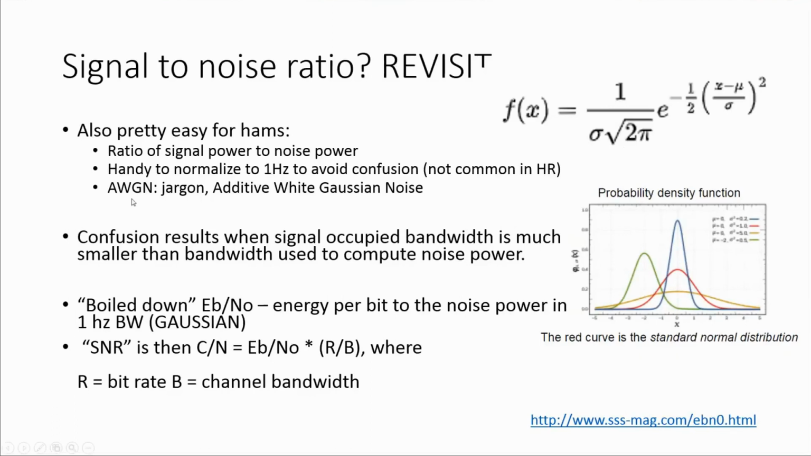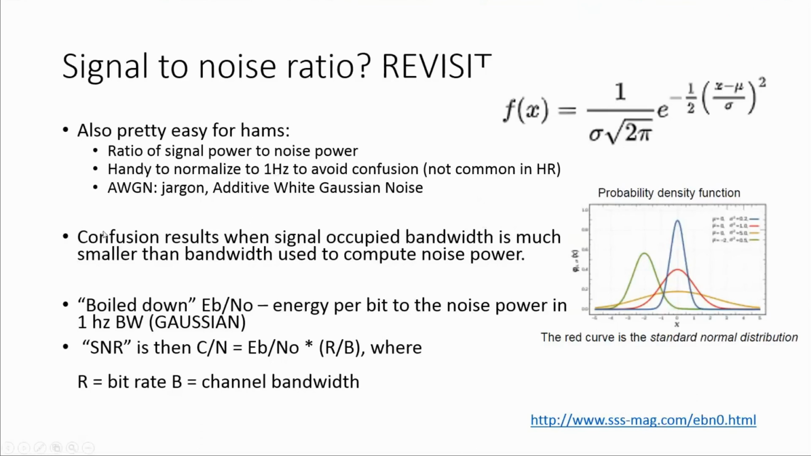One thing that's not commonly done is to normalize the signal noise ratio to 1 hertz. And you see this N0, this is a 1 hertz noise bandwidth. What this allows us to do is compare different systems that have different bandwidths. So mostly we're used to comparing radios that have sort of similar bandwidths, but you can be very confused easily by that.